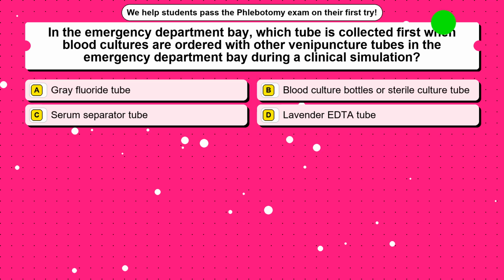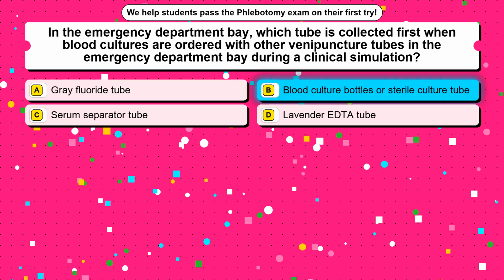Question 19. In the emergency department bay, which tube is collected first when blood cultures are ordered with other venipuncture tubes during a clinical simulation? Option A. Gray fluoride tube. Option B. Blood culture bottles or sterile culture tube. Option C. Serum separator tube. Option D. Lavender EDTA tube.